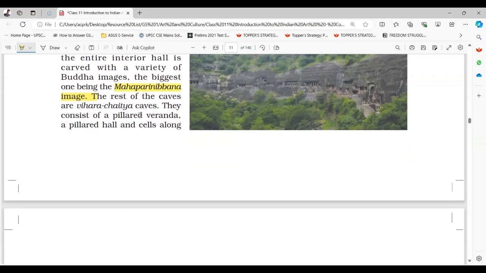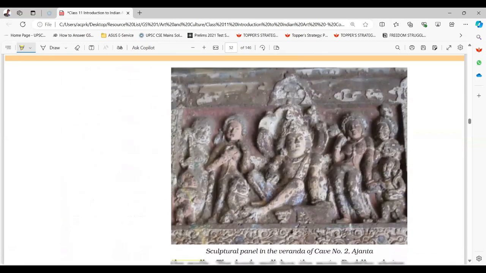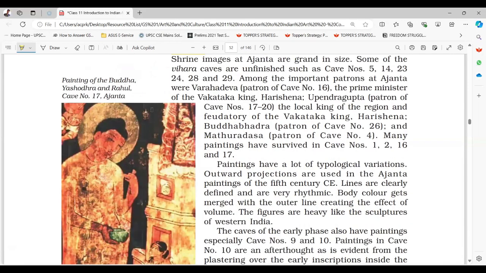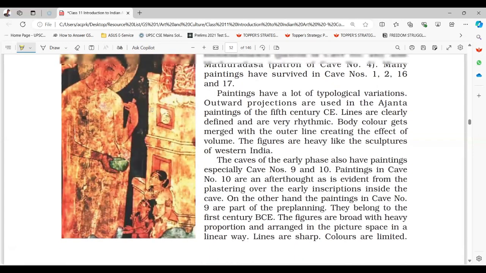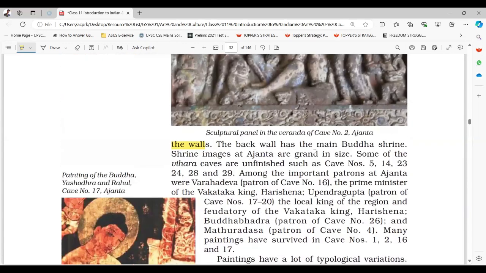They consist of a pillared veranda, a pillared hall, and cells along the walls. Sculptural panel in the veranda of cave number 2, Ajanta. Painting of the Buddha, Yashodhara, and Rahula, from cave number 17, Ajanta, is depicted here. The back wall was the main Buddha shrine. Shrine images at Ajanta were grand in size. Some of the Vihara caves are unfinished, such as cave number 5, 14, 23, 24, 28, and 29.